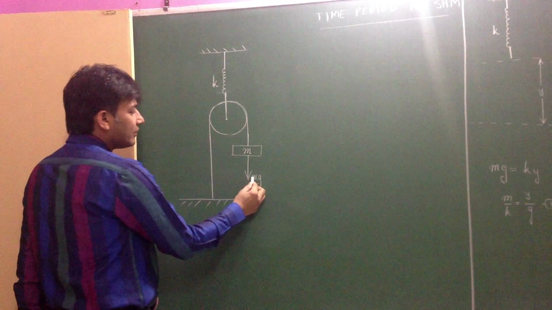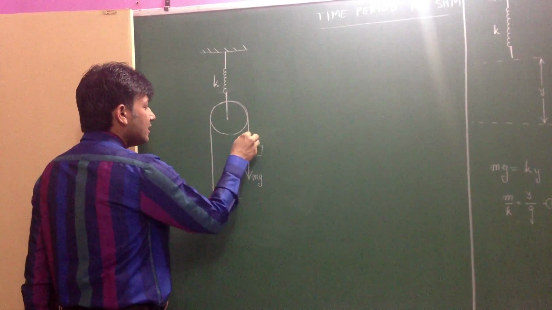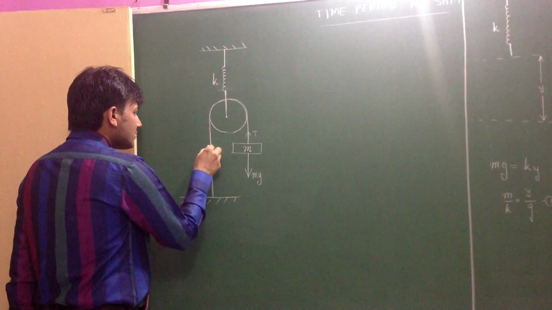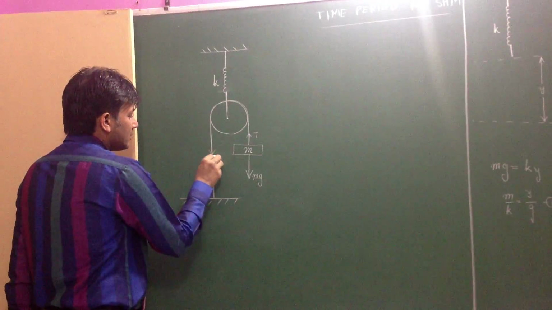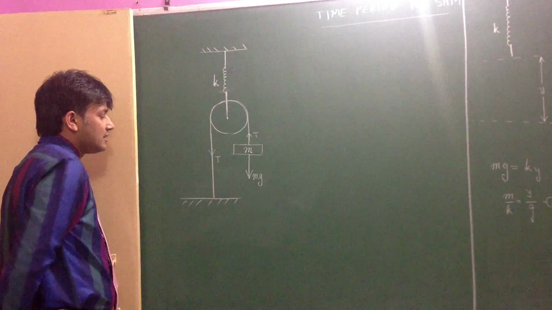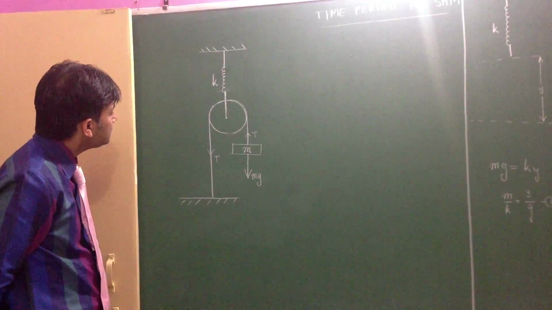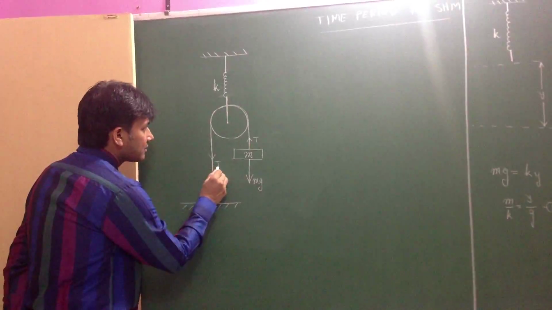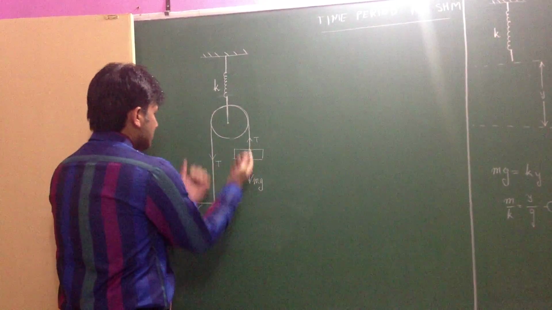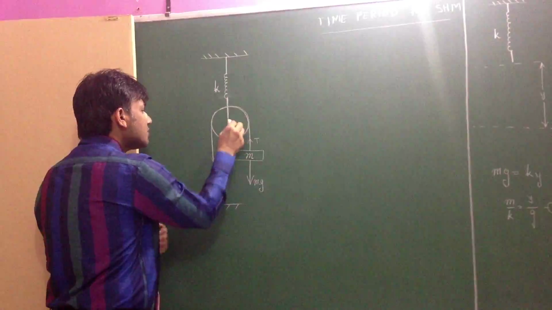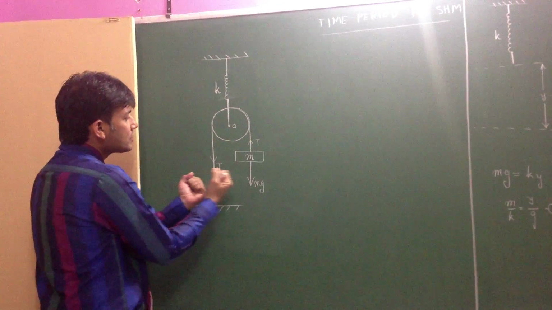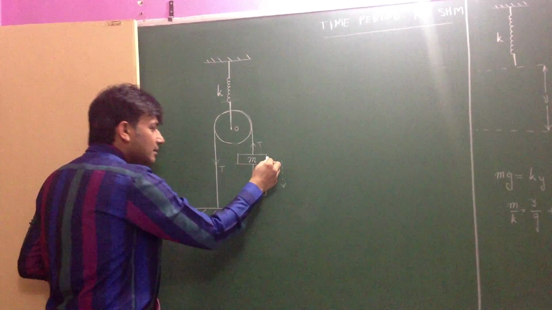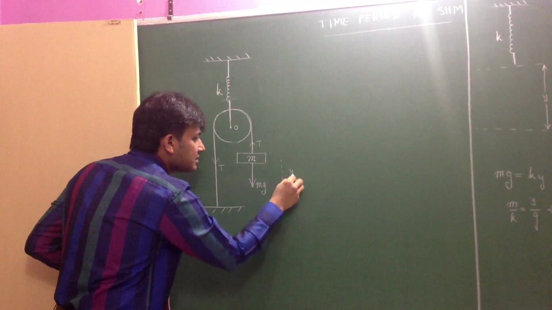Due to this weight force, there will be some tension in the string. The same string is over here, so even in this string, the same tension T is there. Now, due to this weight force and this tension force, these two forces are pulling the point O in the downward direction. So this mass will come down by some distance, like the mass has been displaced by the distance y.